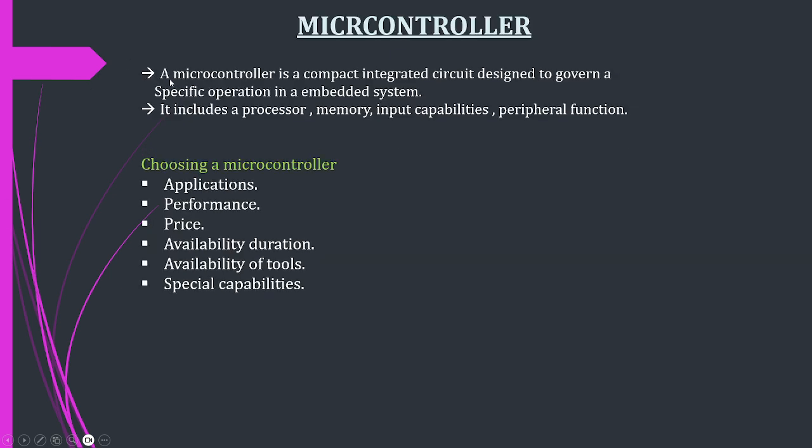Next, move to the microcontroller. A microcontroller is a compact integrated circuit designed to govern a specific operation in an embedded system. It includes the processor, memory, input capabilities, and peripheral functions. In choosing a microcontroller, we consider applications, performance, price, availability duration, availability of tools, and special capabilities.